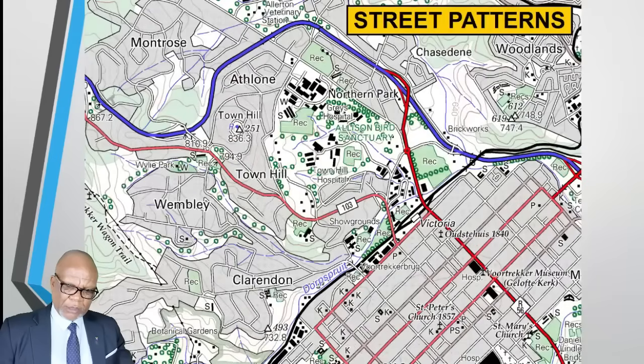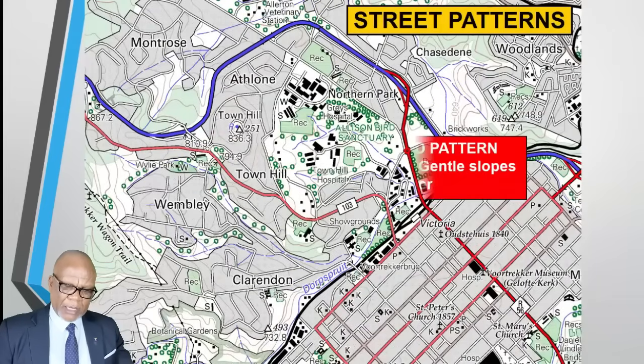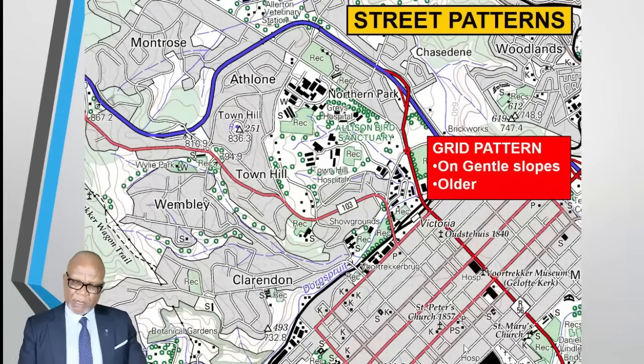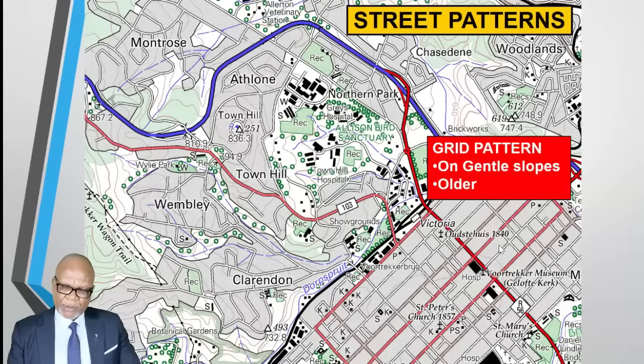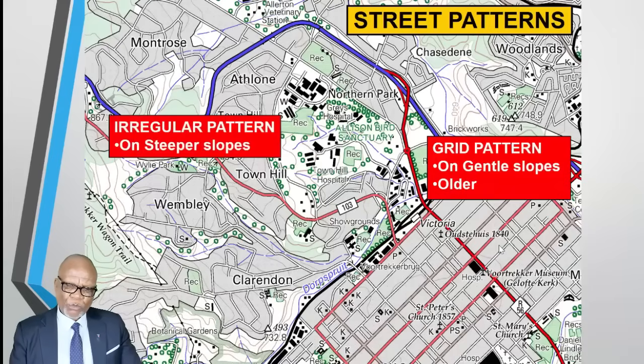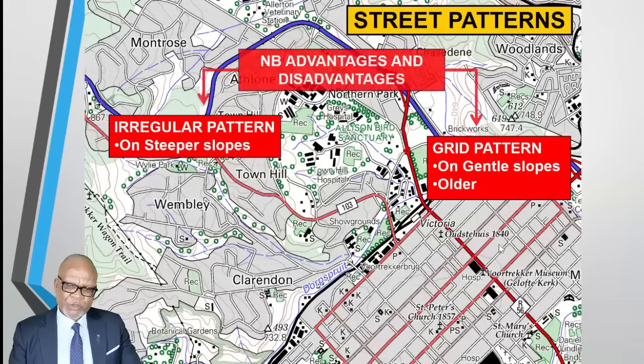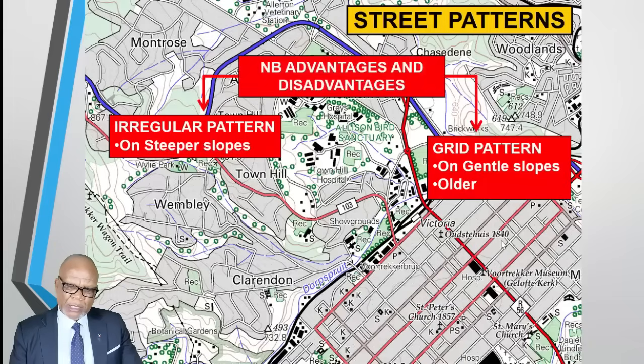Now, let's look at map application on settlement geography. So we have jumped quickly to street patterns. When you're speaking of street patterns here, we are simply looking at what we call urban morphology.